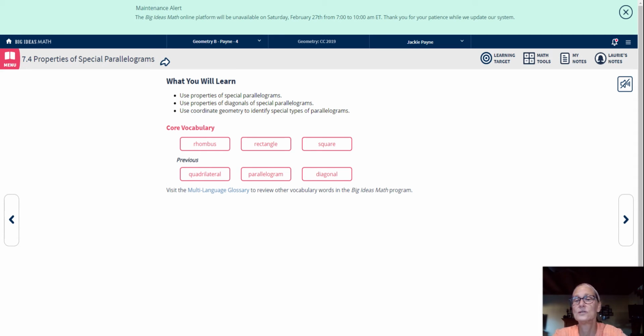I know it's exciting. We're going to start with the core vocabulary of rhombus, rectangle, and square. This is what we're going to learn in these next 15 minutes. We're going to use those properties of special parallelograms. We're going to use properties of diagonals of special parallelograms. They're pretty exciting. And then in a perfect world, we will also use coordinate geometry to identify these special types. So without further ado, let's do our vocabulary.